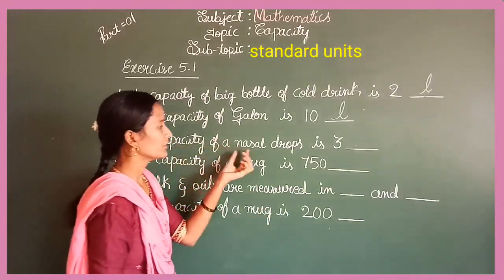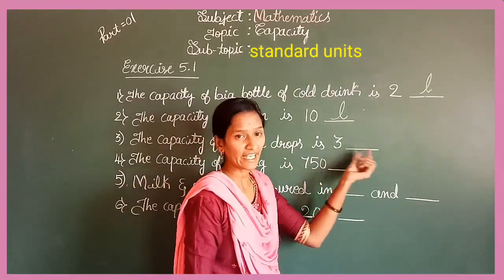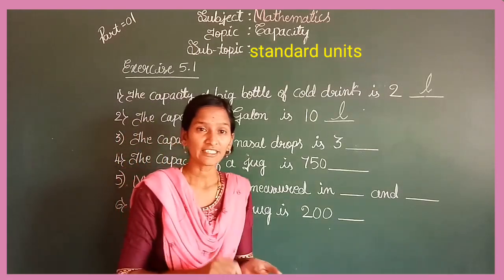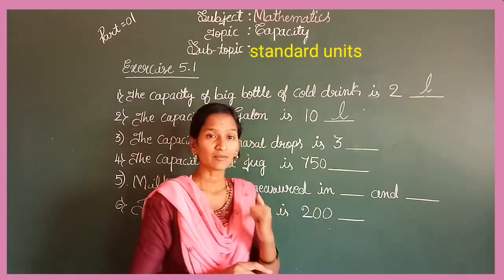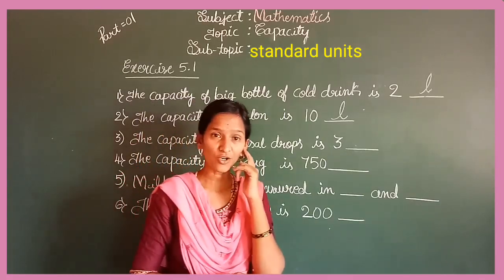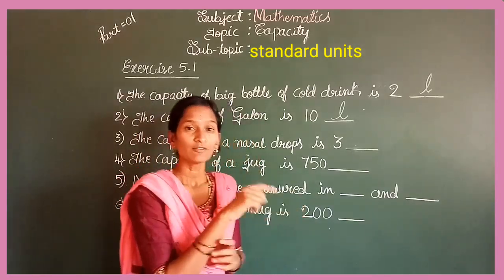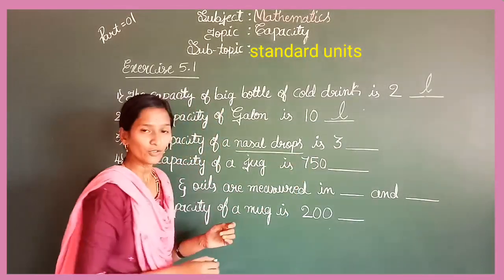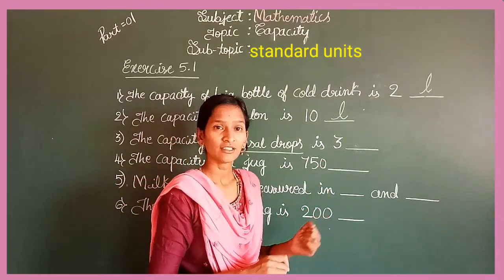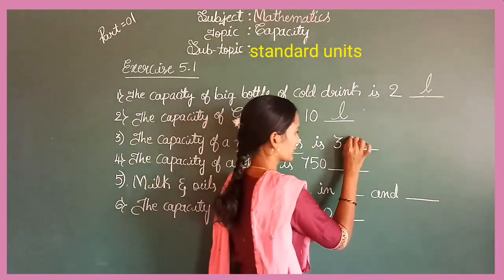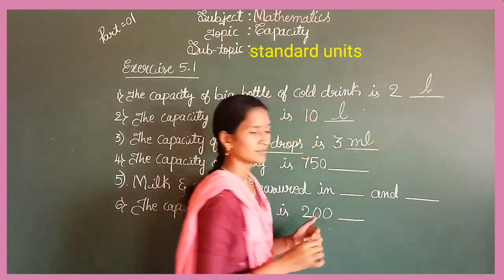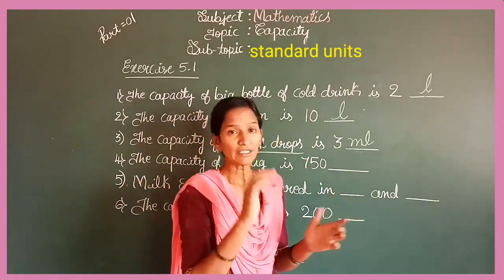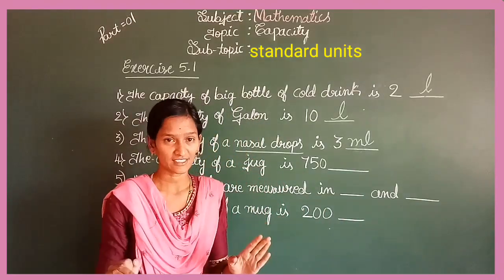The capacity of nozzle drops is 3 dash. Already I told you the smaller quantities are measured in milliliters, right? So for example, eye drops, nozzle drops, ear drops, we are using milliliters, right? So here they gave nozzle drops. Which unit do you write here? That is milliliter. So write down here ml. These nozzle drops we measure in milliliter. We are not using liters, right?